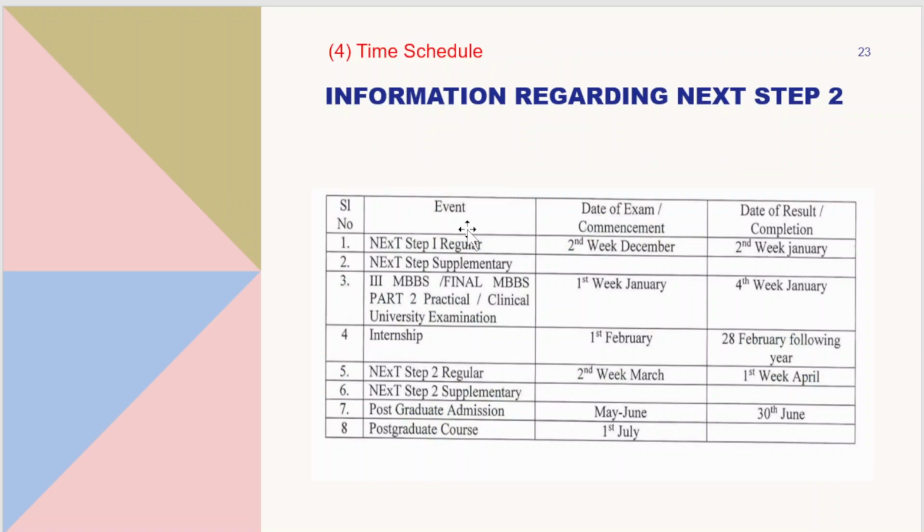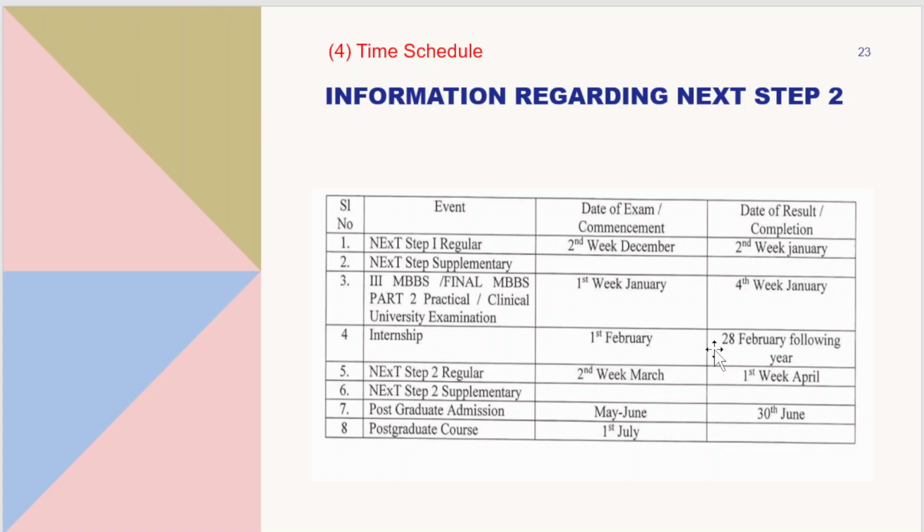Now coming to the information regarding the time schedule. Next step 1, that is regular, second week of December, and date of result second week of January. Next step 1, supplementary. The next thing is the final part 2, practical clinical university examination, first week of January and fourth week of January the result would be declared.